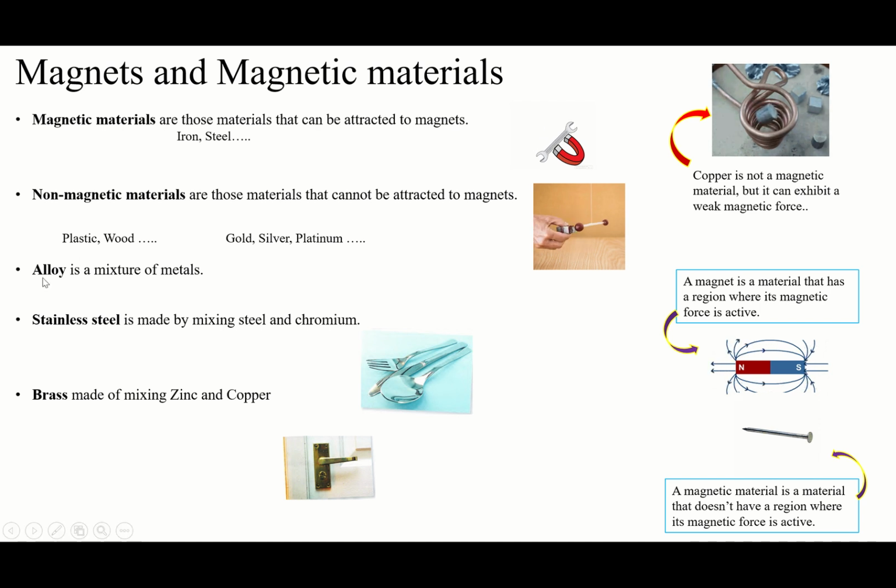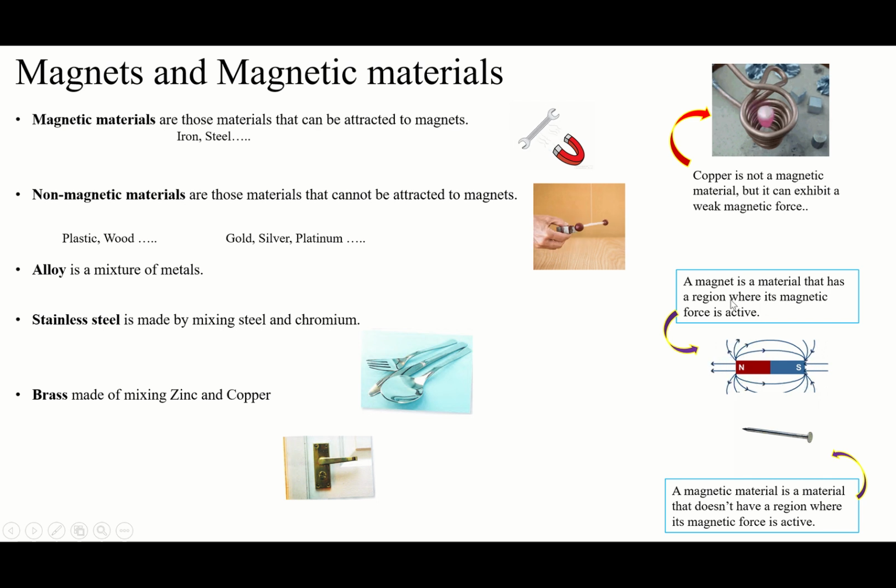Alloy is the mixture of metals. Like we said, you mix two or three or more metals, then you will get something new. This something new, we call alloy because it comes from a mixture. Alloy is not pure, it's a mixture. Stainless steel is an example of alloy, which is made by mixing steel and chromium. You mix these two, you will get stainless steel. And brass, you will get by mixing zinc and copper, something new, right?